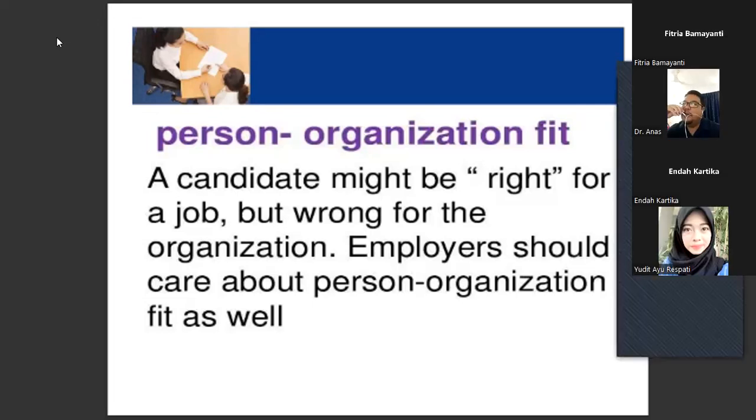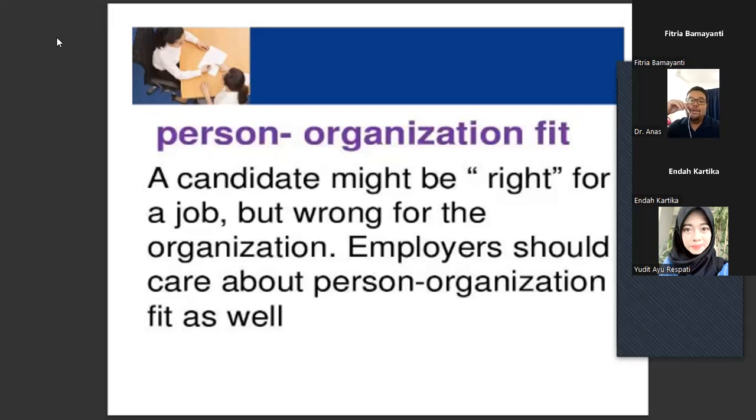Okay, for example, Mayang, you have a diploma in office administration, but the job that you apply for is in a mining company. So the mining company maybe has a vacancy for an administrative job, and you can be right for the position, but the nature of the organization, the nature of this company, is mining. So it is more suitable for males. So this is how person organization fit works.